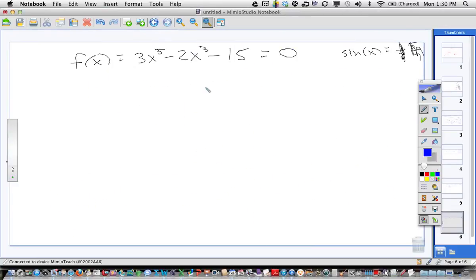Here we go, right here. So let's say this was your function, okay? So write this down: 3x to the 5th minus 2x cubed minus 15.